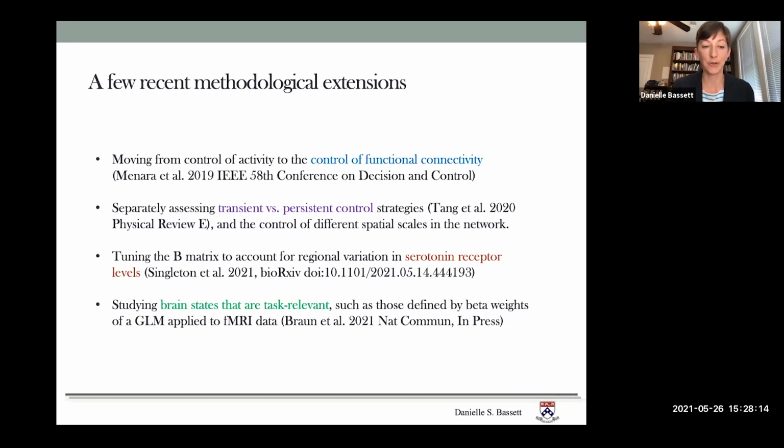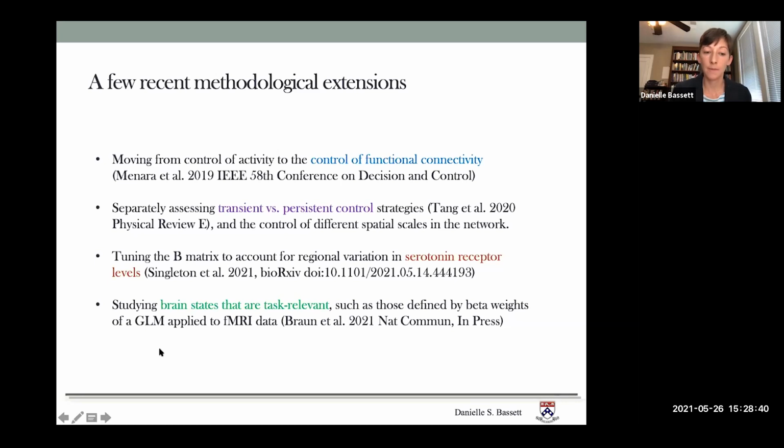I really also love this paper from Singleton et al. in 2021, which is on bioRxiv. It just came out. And what they did is that they tuned the B matrix to account for regional variation in serotonin receptor levels. And I think that's such a neat interdigitation between the biological variables that matter for dynamics and the modeling framework. So highly recommend reading that one.